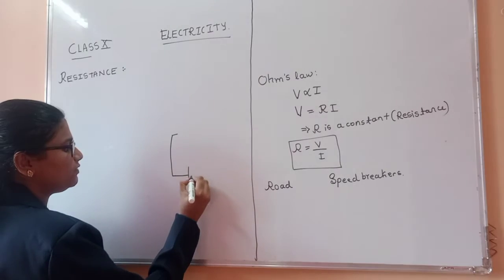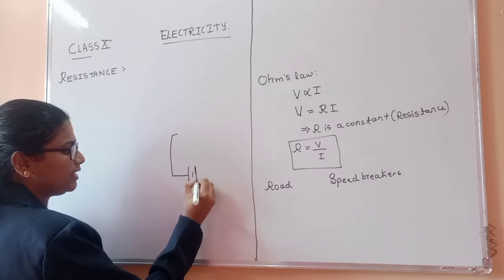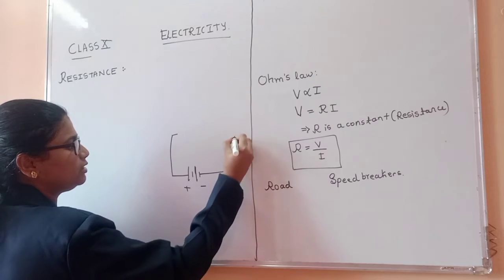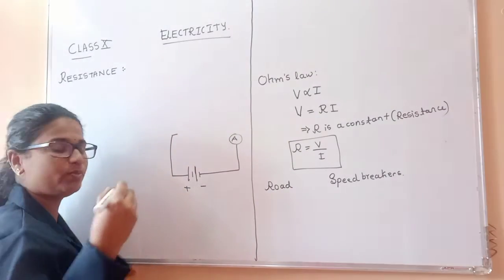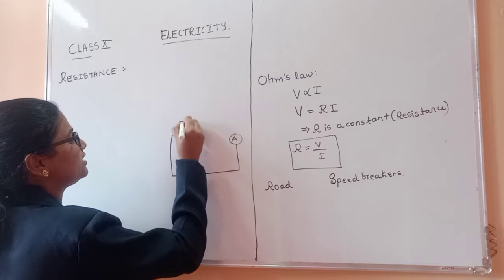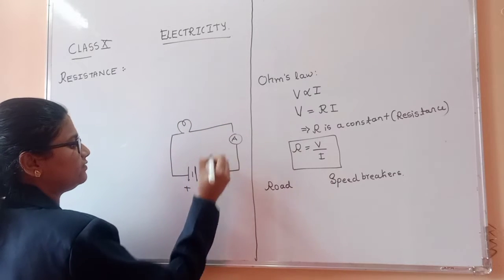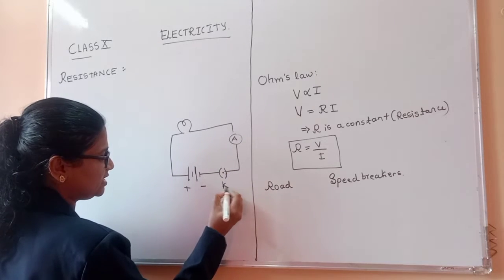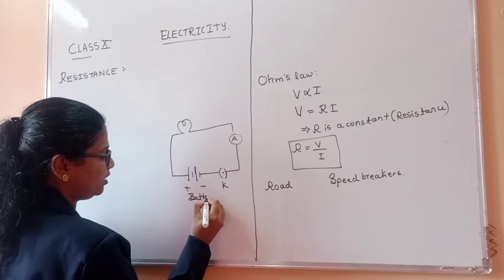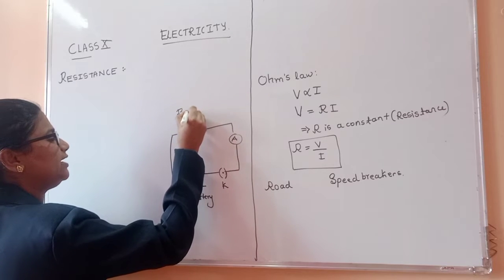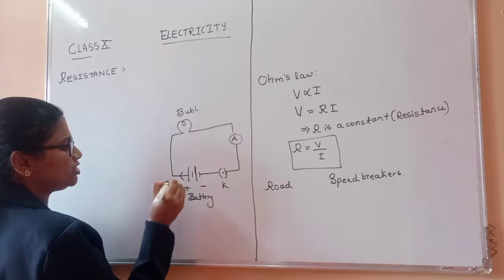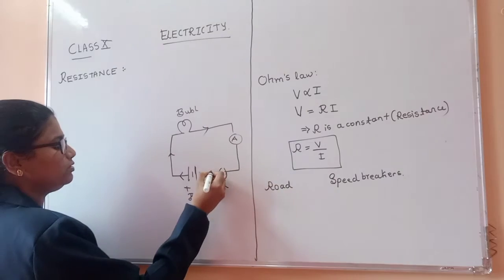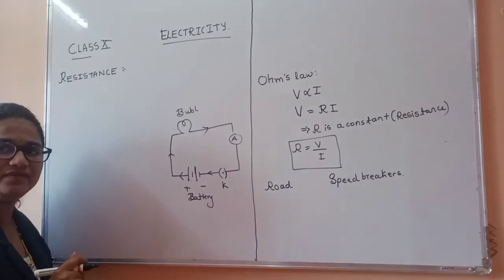In the circuit, what will we be having? Positive and negative terminals of a battery, which is connected to an ammeter to measure the flow of current, which is connected to a bulb, and somewhere we will be having the key or a switch. This is the key, this is the battery, this is the ammeter, this is the bulb, right? Conventionally we take the flow of current from the positive terminal to the negative terminal.